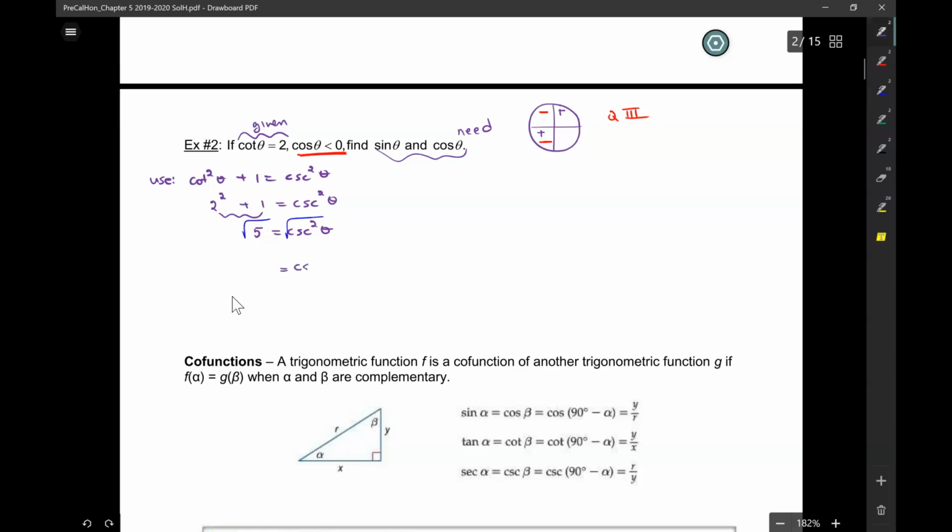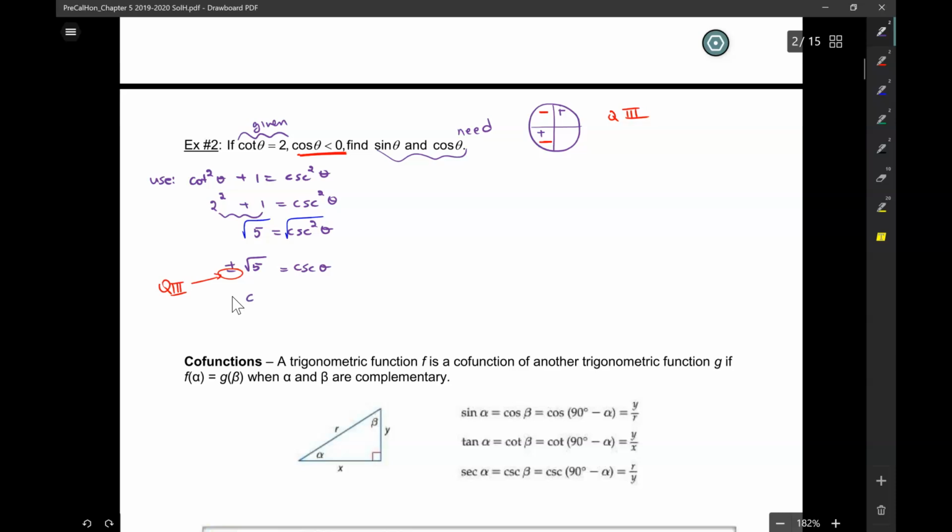What's cosecant of theta equal to? Just root 5? What happens when you take a square root of both sides? Plus or minus root 5. Okay, now, this tells me I have 2 choices, either positive or negative. Remember how we figured out that this angle was in quadrant 3? In quadrant 3, is cosecant positive or negative? Negative. So I take the negative.